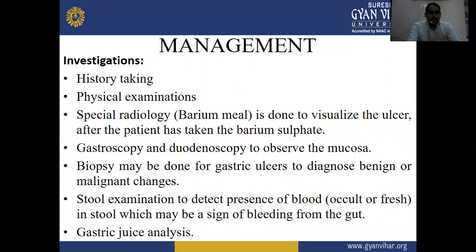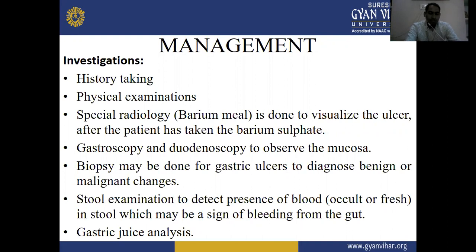Next one is physical examination and special radiology, in which a barium meal is done to visualize the ulcers. Barium meal is used in radiology to visualize the ulcer after the patient has taken barium sulfate. And next one is gastroscopy and duodenoscopy to observe the mucosa.